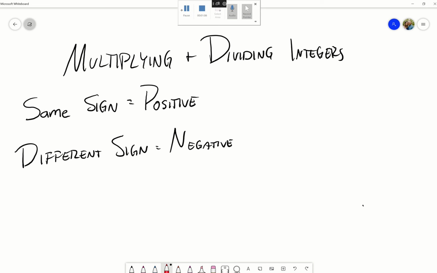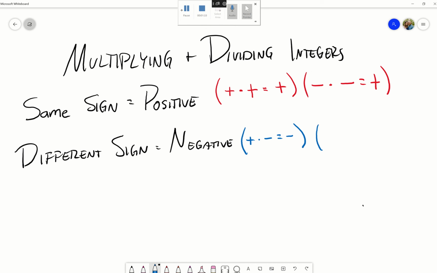Same sign, positive. That means a positive times a positive equals a positive, or a negative times a negative will still equal a positive. If the signs are the same, our answer is positive. If the signs are different, positive times negative is always going to equal a negative, or a negative times positive will always equal a negative. So we look at our signs just like we do for addition. Just like we do for addition, we look at our signs for multiplication and division.